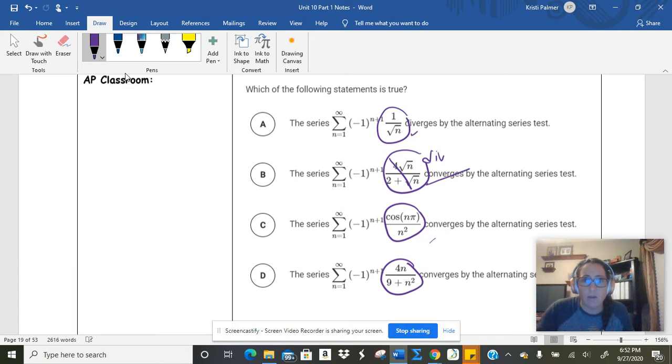Let's see. Oh, here. That says diverges. That is wrong. That's going to converge. This basically, remember how we said is between 1 and -1? So that's going to converge. And then let's look at this one.